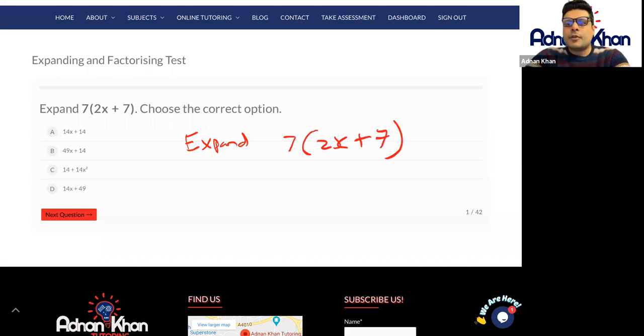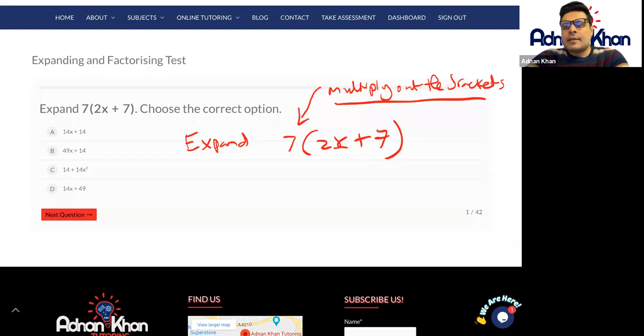Okay, so because the 7 is right next to the brackets, this means that we need to multiply out the brackets. And that's exactly what we do when it comes to expanding the brackets. So for example, 7 times 2x will become 14x. So you just join the term x with the number 14 itself.